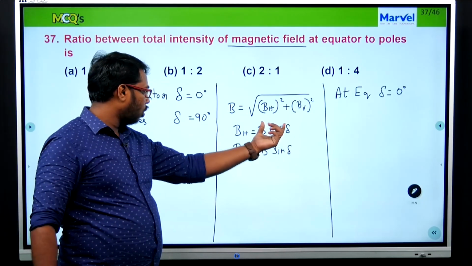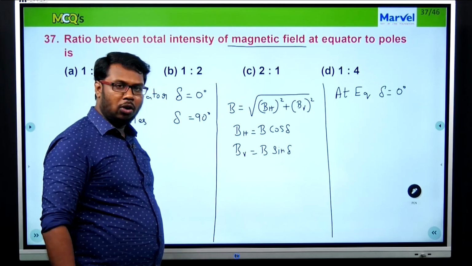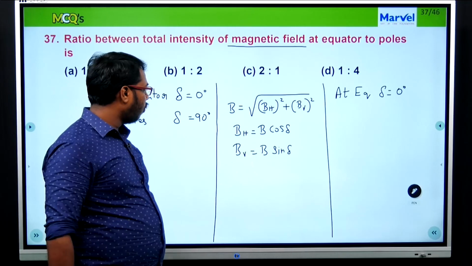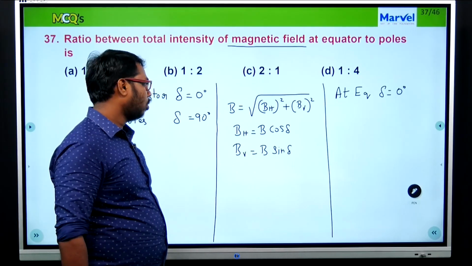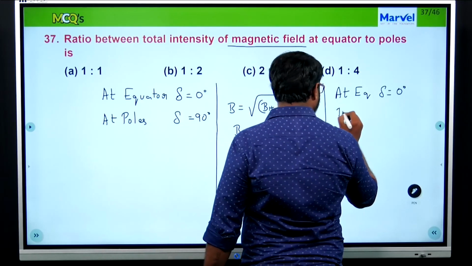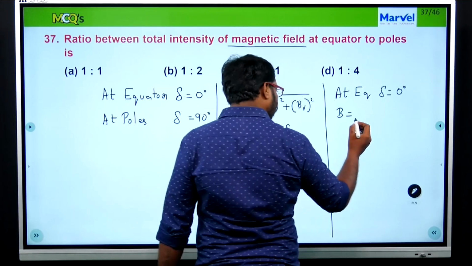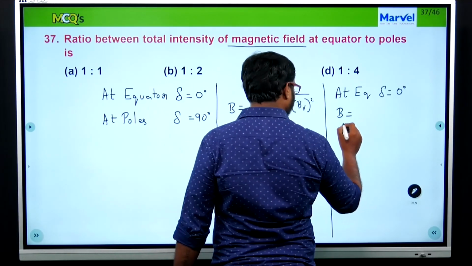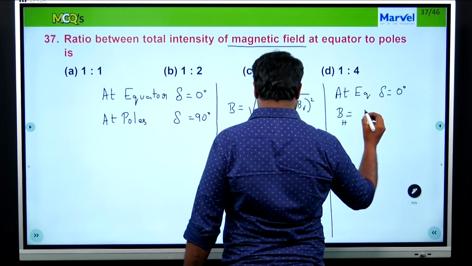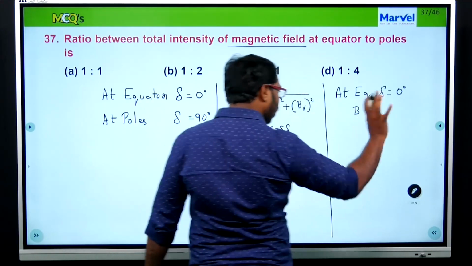If I put 0 degree in the place of delta here and here, BV completely goes to 0. We are only left with BH. So, B is equal to BH, but this time it stays as B itself. On the equator, the magnetic field is just B.